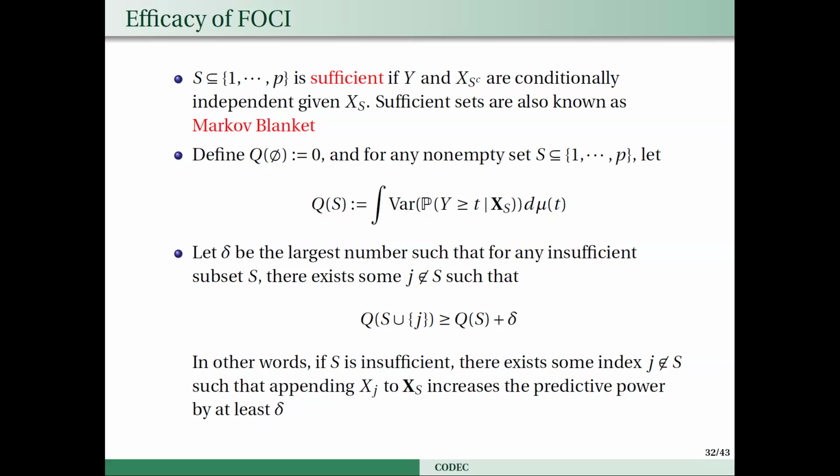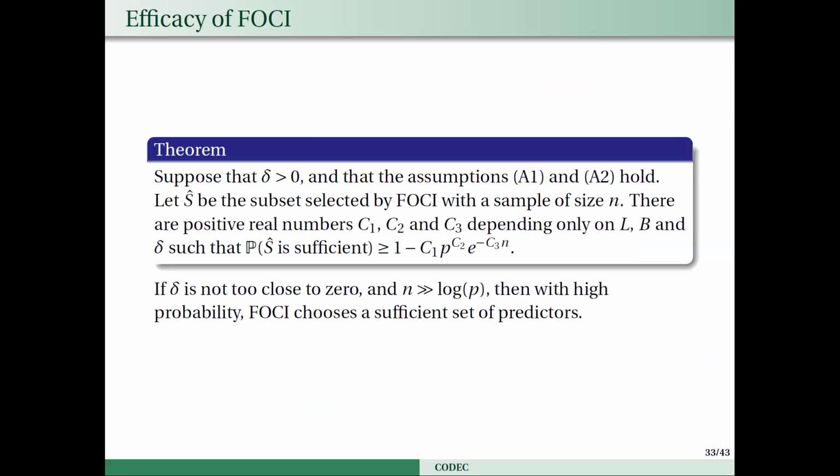So with these definitions, I can tell you that as long as delta is positive, and as long as we have those assumptions for the rate of convergence, then the FOCI algorithm with high probability would pick a sufficient set. So the output of FOCI would be a Markov blanket. And note that here, I'm just saying a Markov blanket. I'm not claiming anything about the size of it. For example, I think one interesting question would be to see whether we can actually get the smallest Markov blanket or something of that sort. But for now, unfortunately, we don't know it.